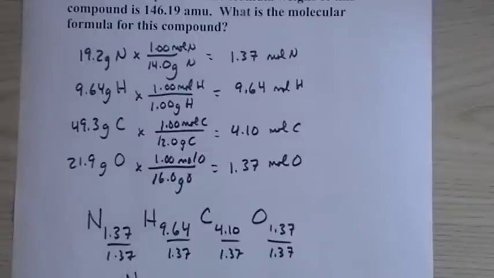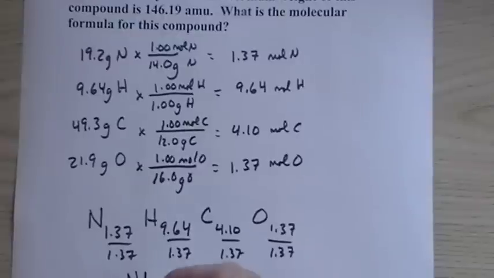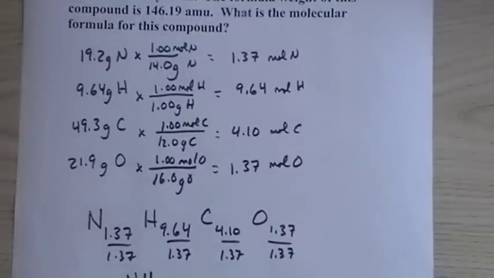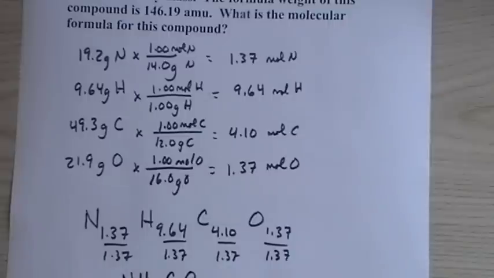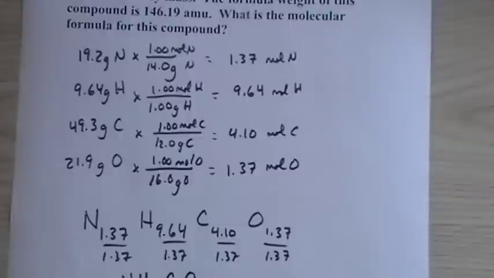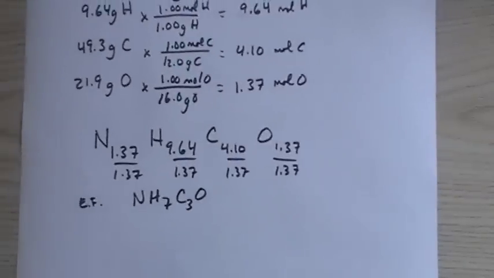9.64 divided by 1.37 is 7, so H7. Carbon, 4.1 divided by 3.71. This is 3. Oxygen is 1. Now, this is the empirical formula. And we don't know what this is made of. It's nitrogen, hydrogen, carbon, oxygen. It looks like some sort of organic compound.